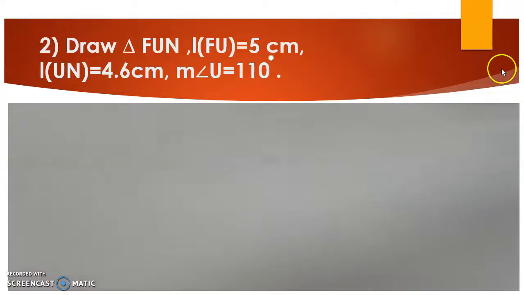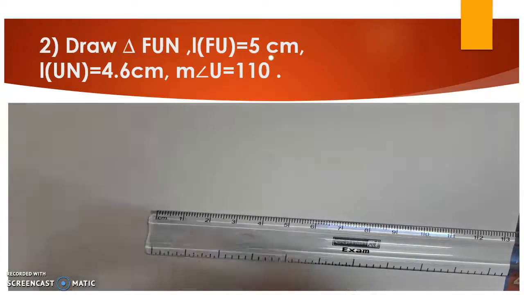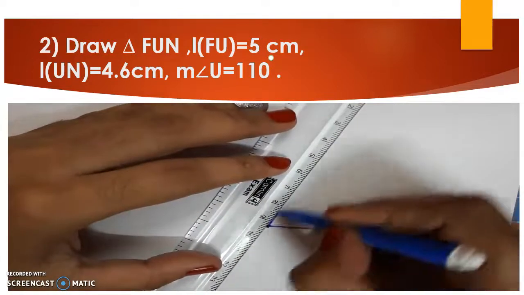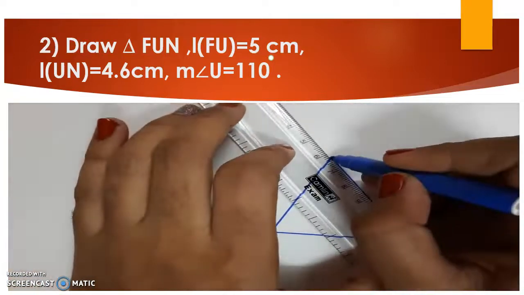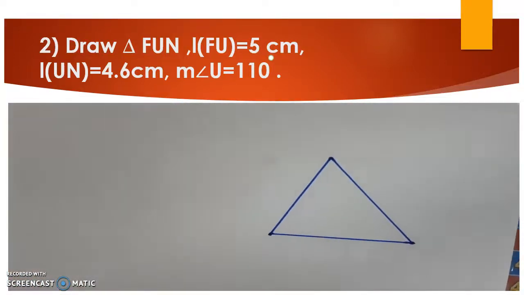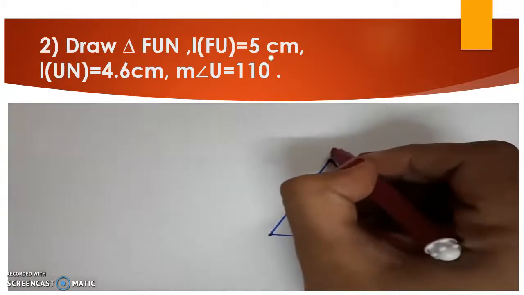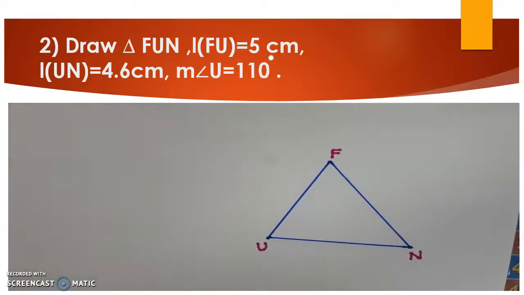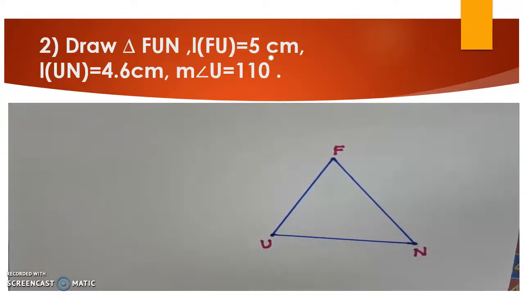Now see our second question. Draw triangle FUN. Length FU is equal to 5 centimeter. Length UN is equal to 4.6 centimeter. And measure angle U is equal to 110 degree. So first we will draw a rough figure. Roughly we will draw one triangle. The name is given, FUN. So I will write the name FUN.